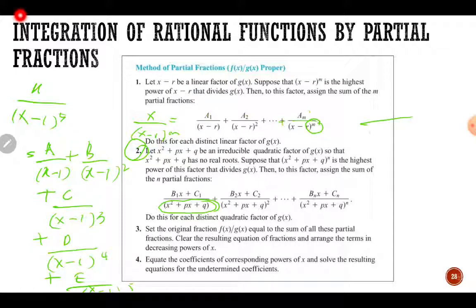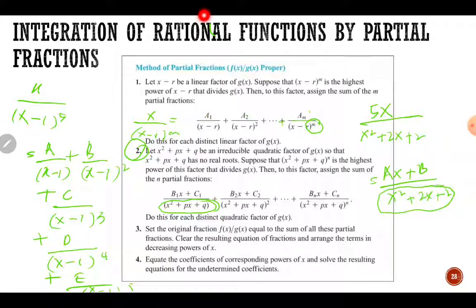Maknanya katakanlah kita ada X square tambah 2X tambah 2. Yang ni saya tak rasa kita boleh factor dia. So katakanlah dia ada X, 5X over like this. So since we cannot factor it, you can change this menjadi AX tambah B over X square tambah 2X tambah 2.